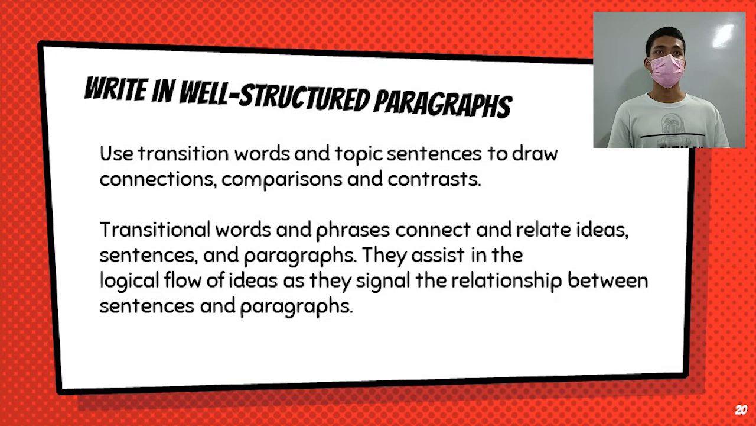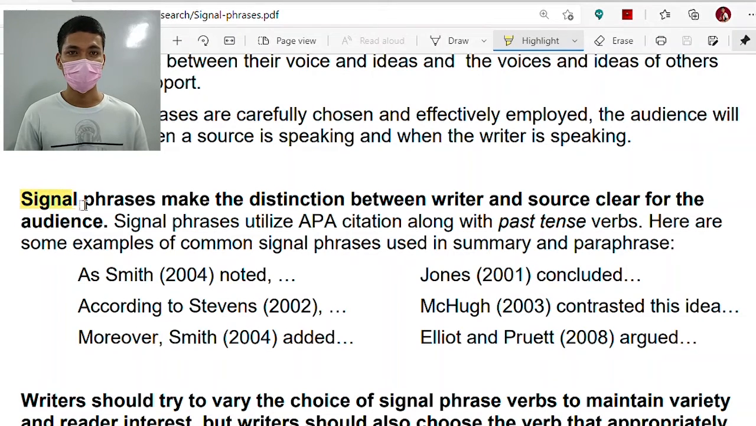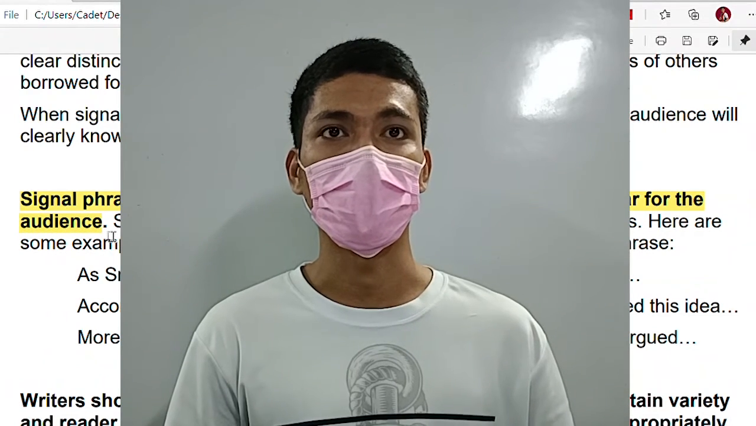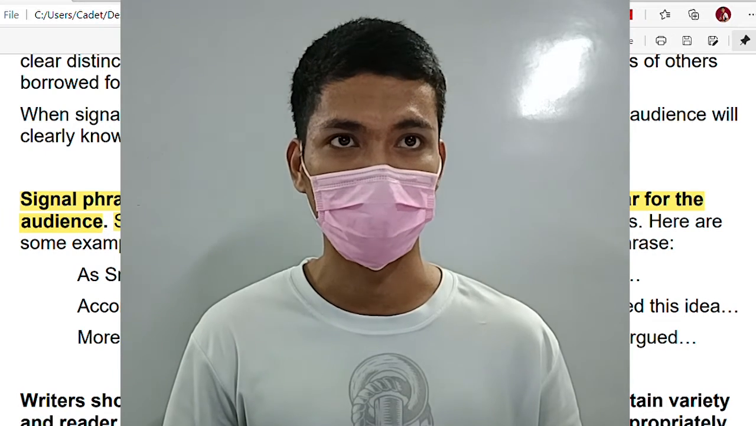Write in well-structured paragraphs. Use transition words and topic sentences to draw connections, comparisons, and contrasts. Transitional words and phrases connect and relate ideas, sentences, and paragraphs. They assist in the logical flow of ideas as they signal the relationship between sentences and paragraphs. Signal phrases make the distinction between the writer and the source clear for the audience. Signal phrases utilize the APA citation along with past tense verbs.